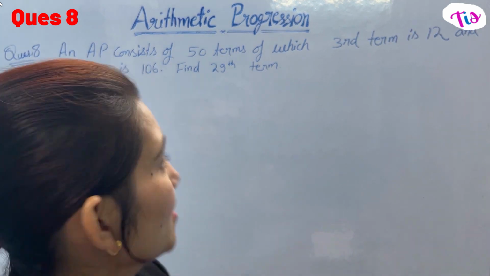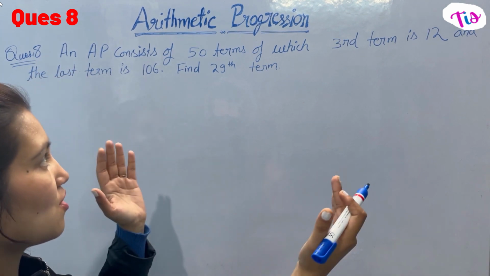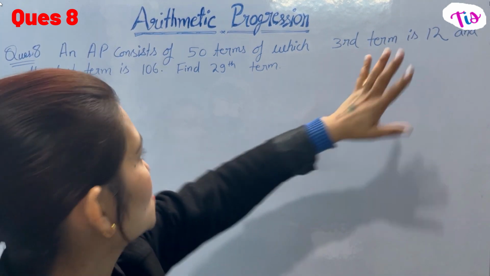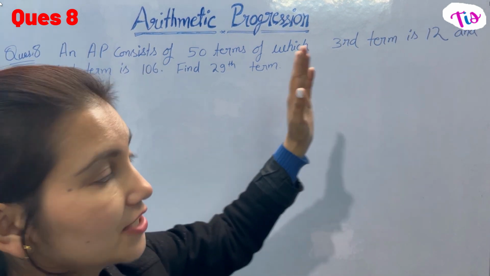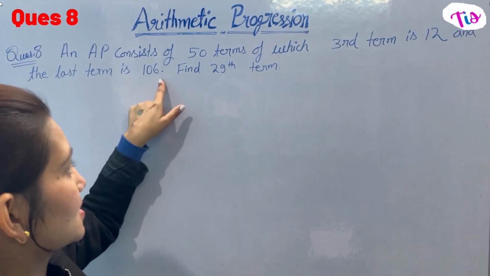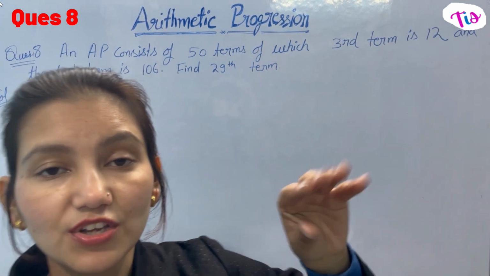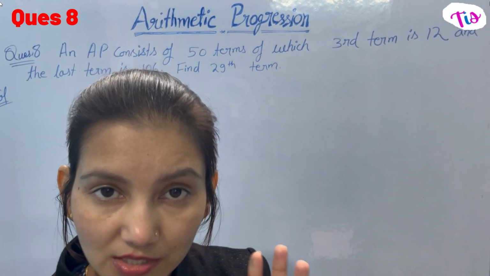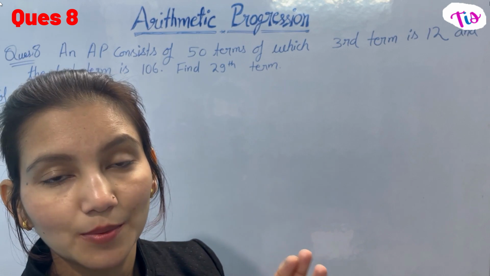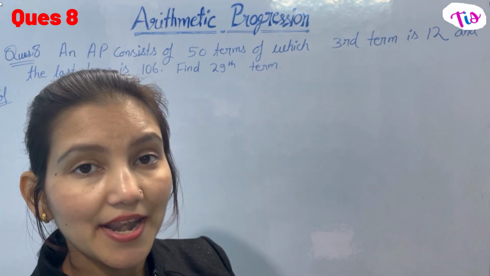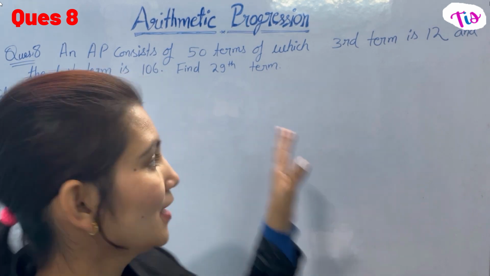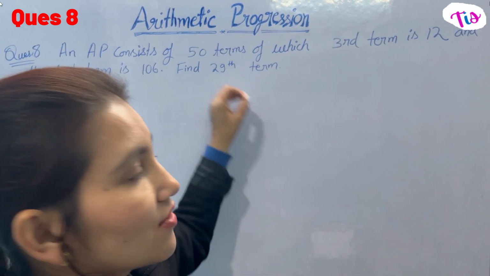So there is an AP which consists of 50 terms. The third term is 12 and 106 is the last term. We need to find the 29th term. But to find the 29th term, we need a and d. And how will we get a and d? By utilizing the given information.